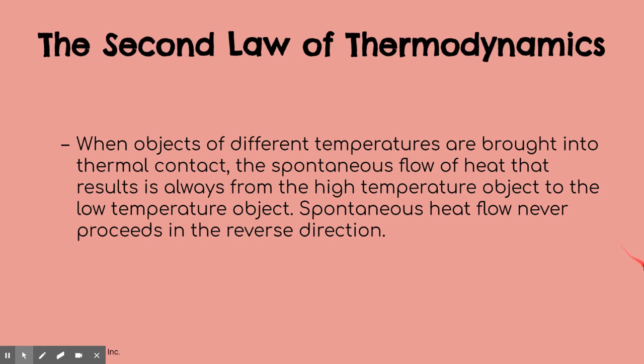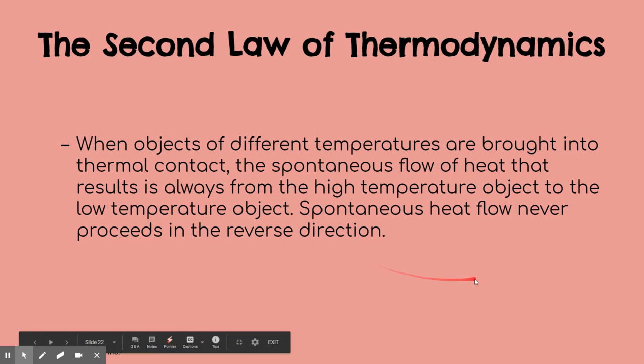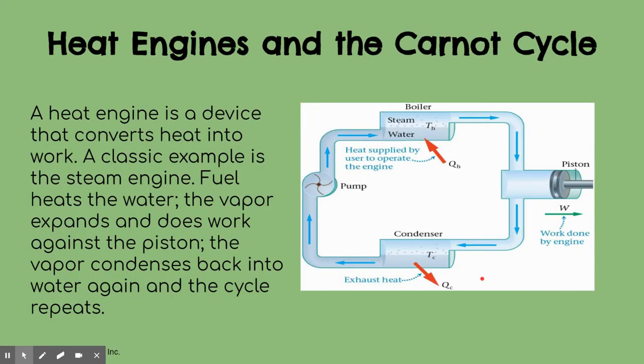And we've made it to the second law. So the second law tells us that spontaneous heat flow is always going to occur from the high temperature object to the low temperature object. So heat will flow from the hot object to the cold object. But we're going to take a look at how the second law is used in several processes. So let's start with the heat engine.